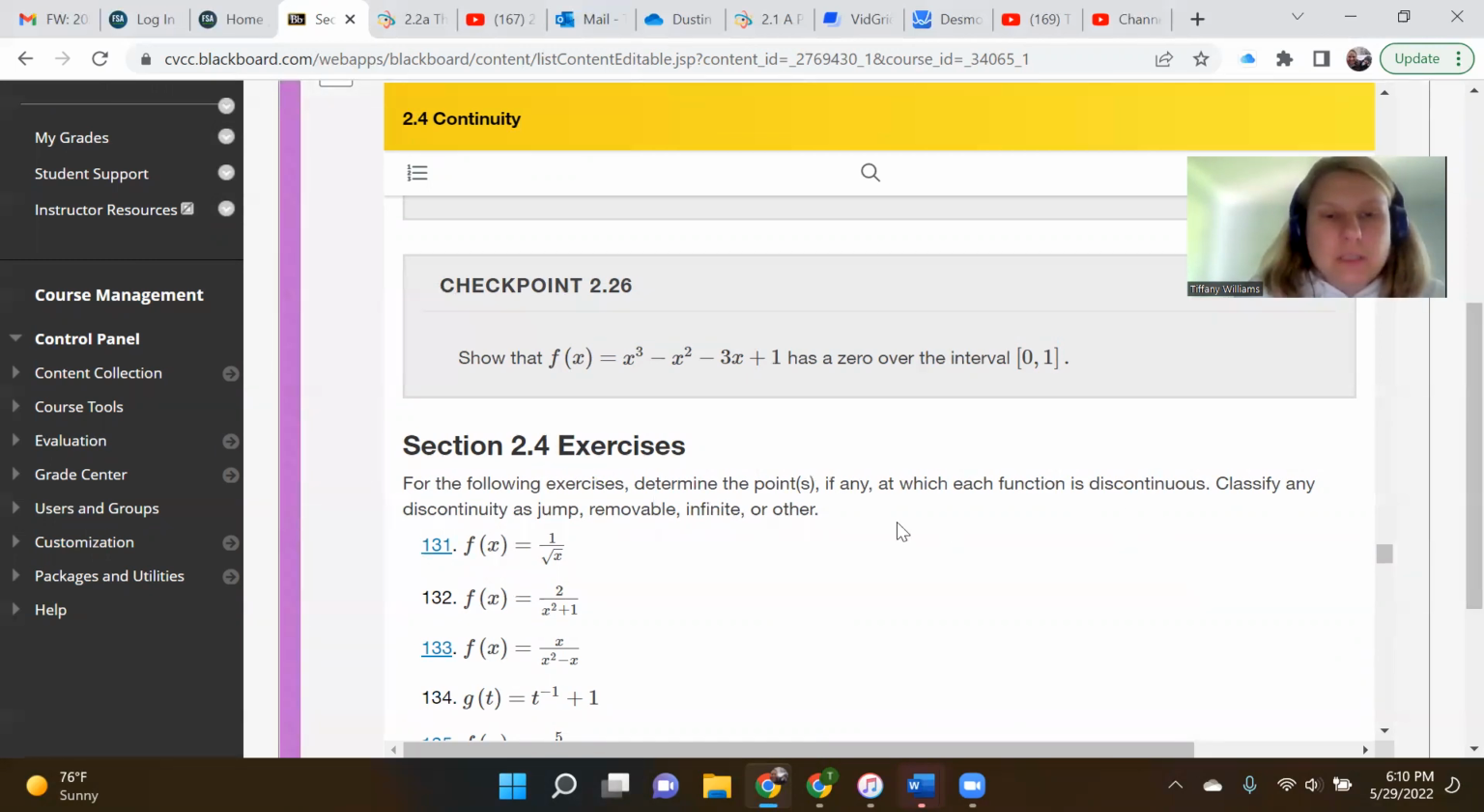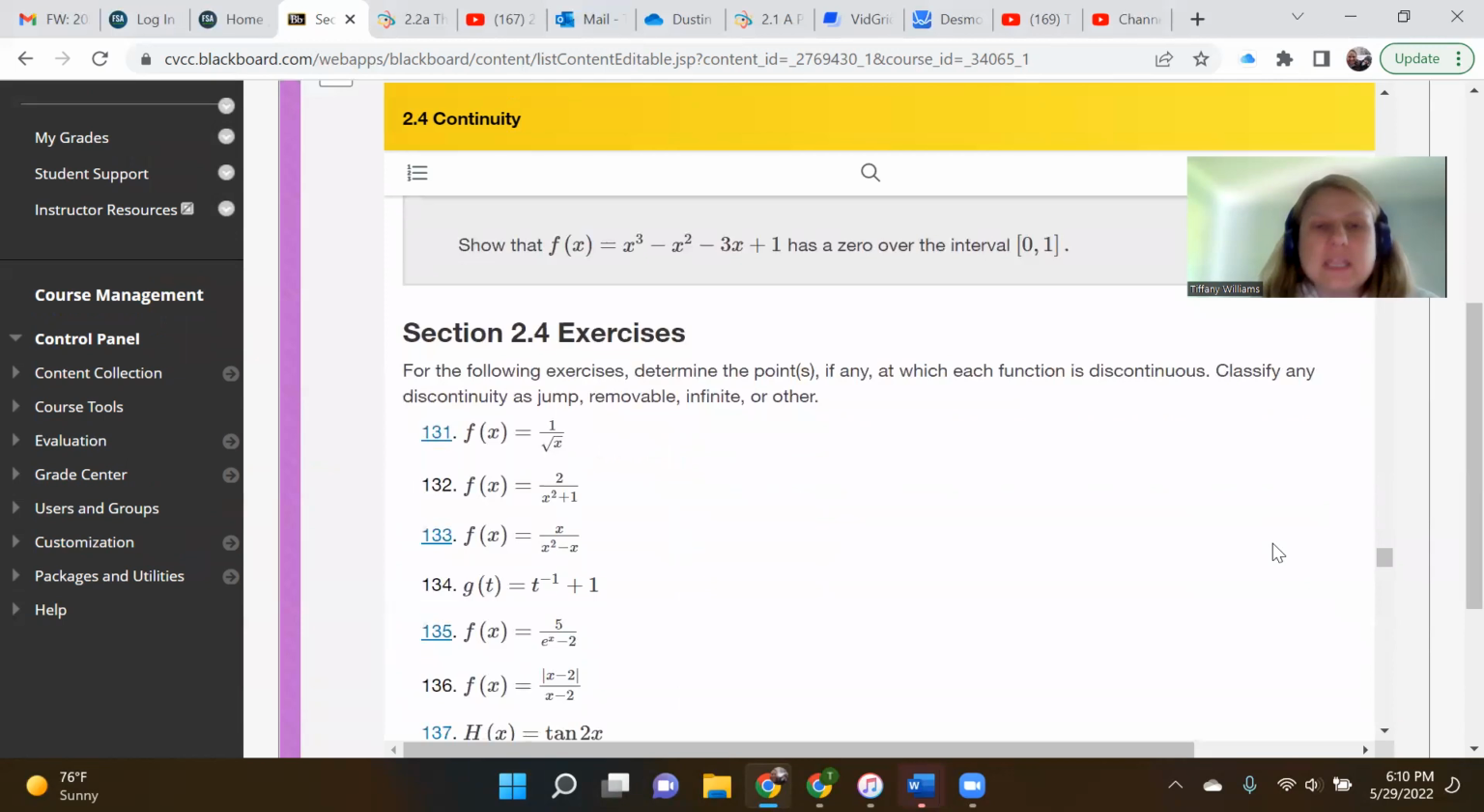Okay. So with 131, we have f of x equals 1 over the square root of x. Now, I know what you're thinking. You're thinking, oh, this one's going to have an asymptote, and that is correct. However, if you think about the domain or what's allowed in this particular function, you have to be greater than 0. So 0 can't be included because it's in the denominator. You have to be greater than 0. So your domain is x has got to be greater than 0.